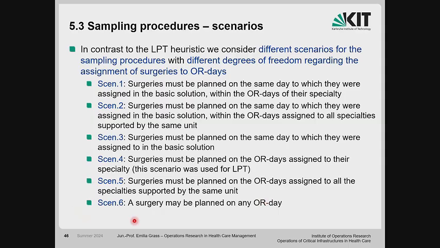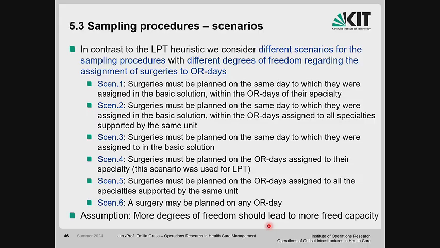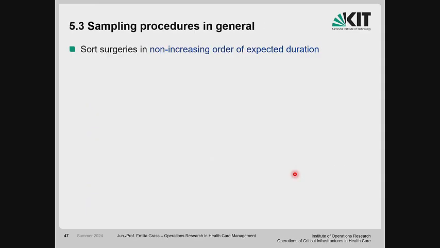Then this scenario gives us the maximum flexibility. And the assumption is that more degrees of freedom should lead to more freed capacity. Let's see if this is true in the computational results then. But this is the assumption we have to make. So what is the general procedure?